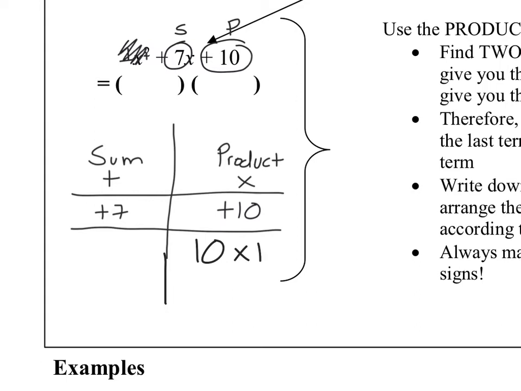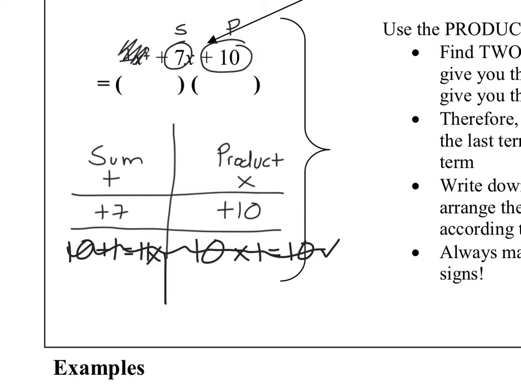And now we'll try to add 10 and 1, those two numbers. Well, I know that 10 times 1 is 10. And 10 plus 1 is 11. So does it work for my product? Yes. Does it work for my sum? No, because the sum that I want to make is a 7. So 10 and 1 are no good.